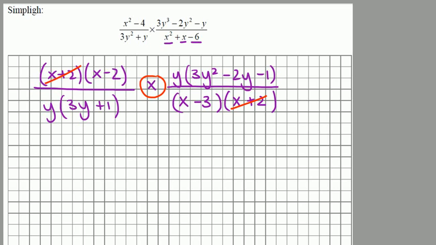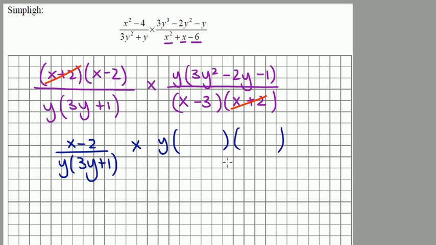We need to make sure that we understand this and we don't just cancel things left, right, and center without really understanding why. So that's all I can do at the moment until I factorize again. So on the left, just writing out what I'm left with. And now on the right, I need to factorize 3y squared minus 2y minus 1.